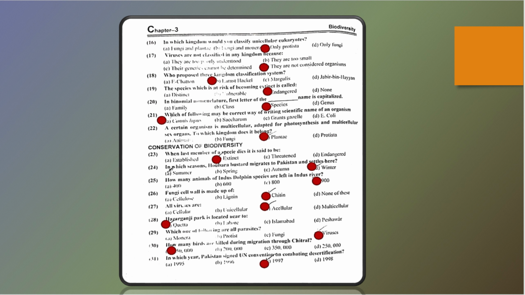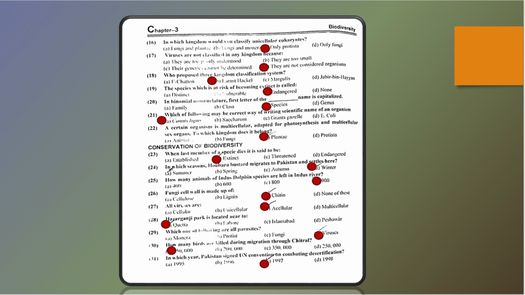The last topic of this chapter is conservation of biodiversity. When last member of a species dies, it is said to be extinct. In which season Houbara bustard migrates to Pakistan and settles here? Winter. How many animals of Indus dolphin species are left in Indus River? 900. Fungi cell wall is made up of chitin. All viruses are acellular. Hazarganji Park is located near Quetta.